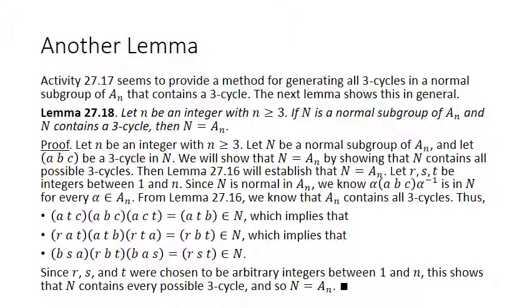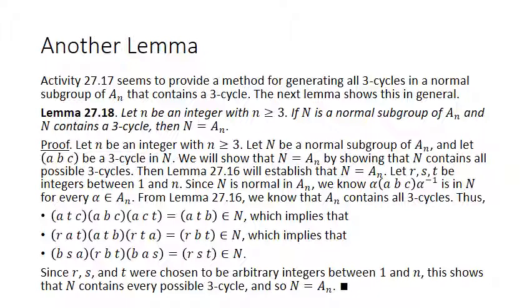So activity 27.17 seems to provide a method for generating all 3-cycles in a normal subgroup of A_n that contains a 3-cycle. So this is the lemma that will show this in general. Lemma 27.18: let n be an integer with n greater than or equal to 3. If capital N is a normal subgroup of A_n and capital N contains a 3-cycle, then capital N must be equal to A_n.